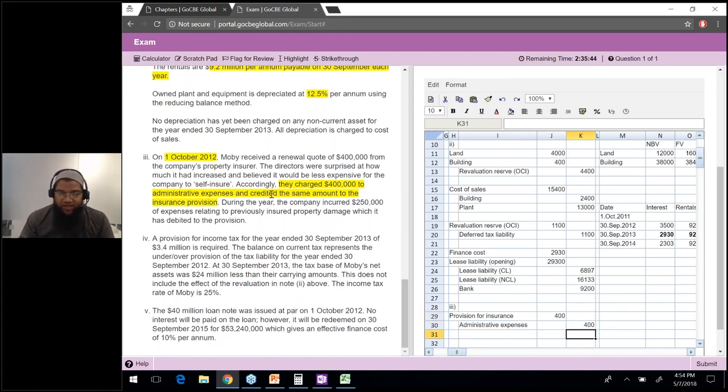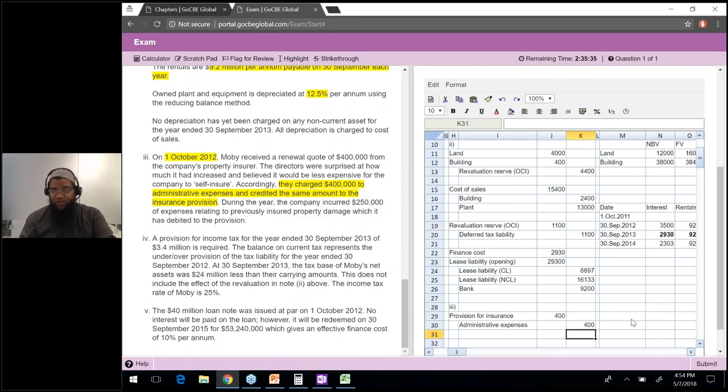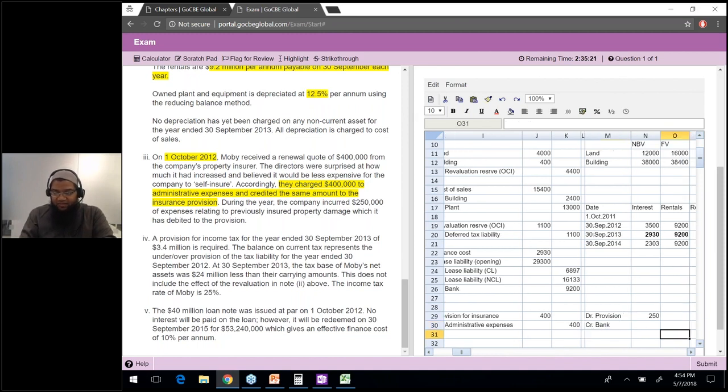Now the question further says that during the year the company incurred 250,000 of expense relating to previously insured property damaged, which it has debited to the provision. The company has incurred a cost of 250, which they have debited in the provision and credited the bank. Is this the correct entry?